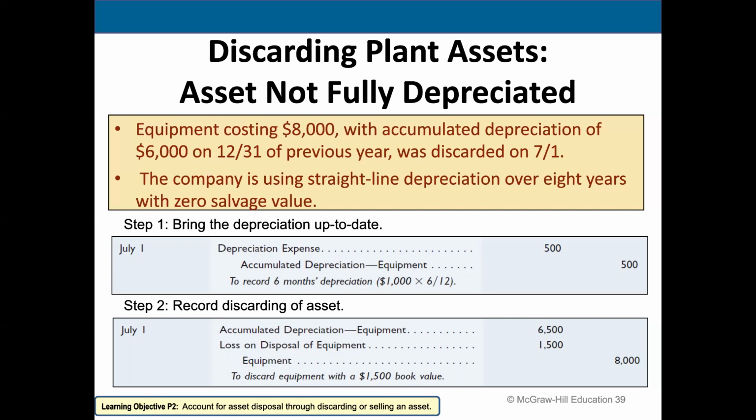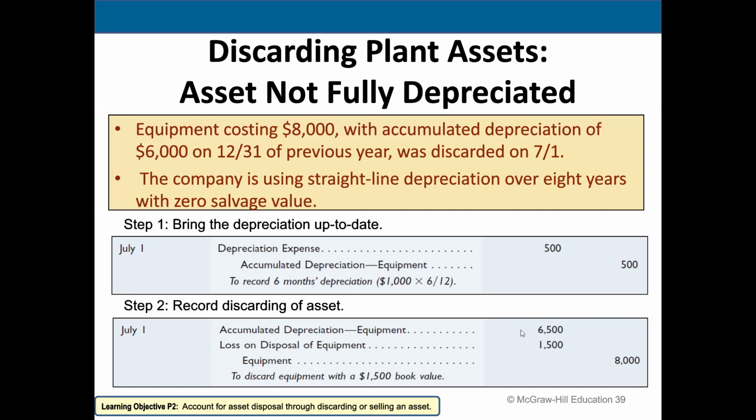Or of discarding it, okay? Looks like we're not selling it, we're just discarding it. On July 1st, we record the discarding of the asset. So again, our accumulated depreciation account has a credit balance of 6,500. So we will debit that account 6,500 to take that account down to zero. The asset equipment will have a debit balance of 8,000, so we'll credit that account 8,000.